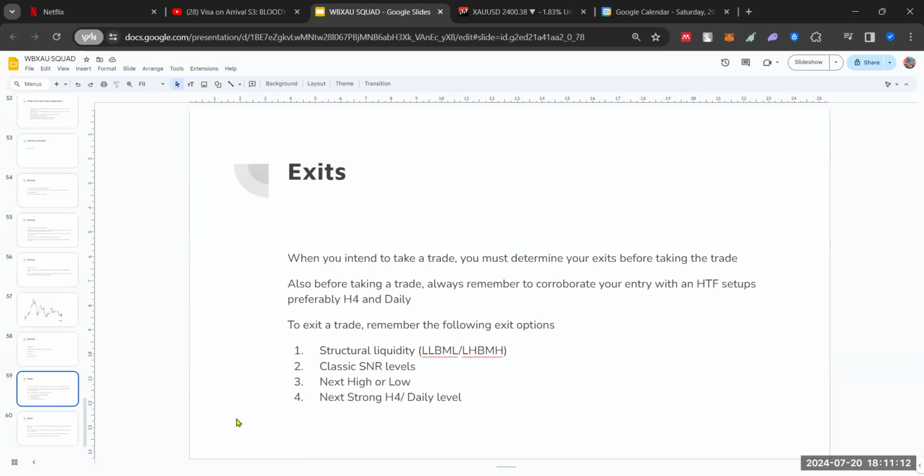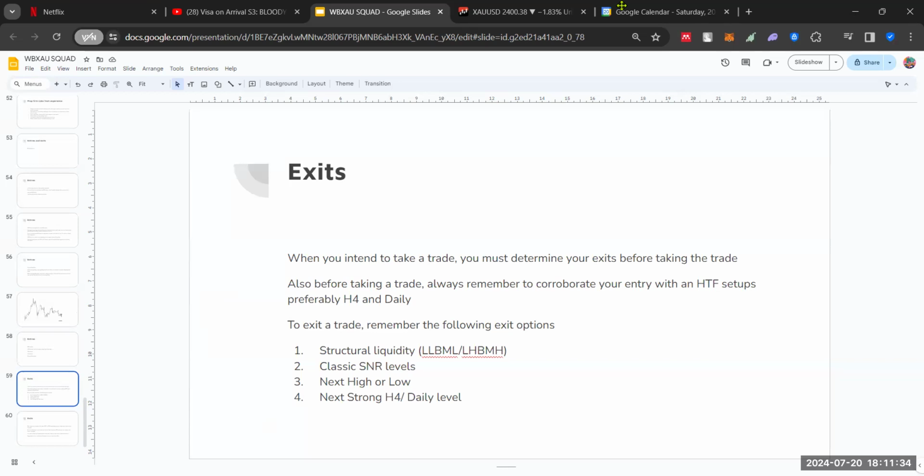Or the next high, the next low, or the next strong H4 daily level. So it means that when you take a trade based on higher time frame narrative, you also want to go to the higher time frame to see where the strongest level is in this trade that I'm taking, that can make me close this position and probably open a counter position, right?